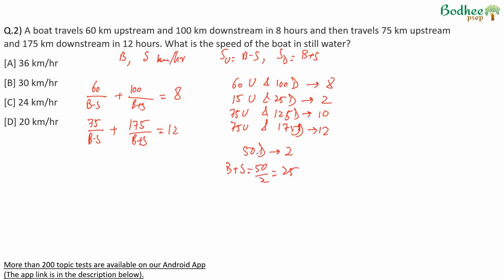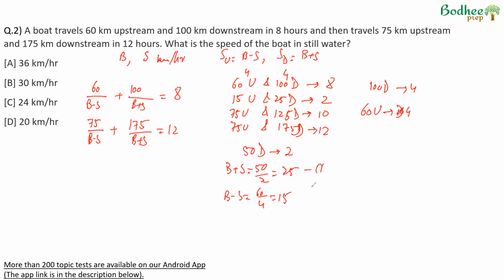Again, since 50 downstream takes 2 hours, multiply this by 2, 100 downstream will take 4 hours. So if we look at it here, 60 upstream, 100 downstream, the total is 8 hours. So here 100 downstream takes 4 hours, so the remaining 8 minus 4, which means 60 upstream takes 4 hours. So the upstream speed b minus s will be distance upon time, 60 by 4, which is 15.